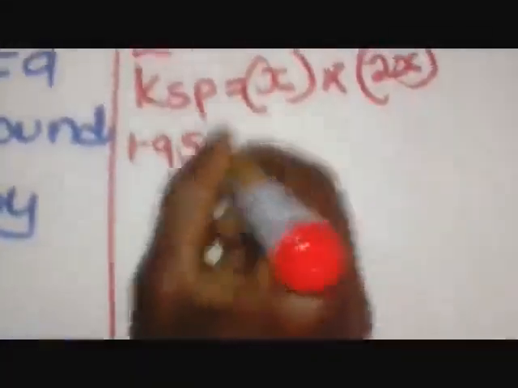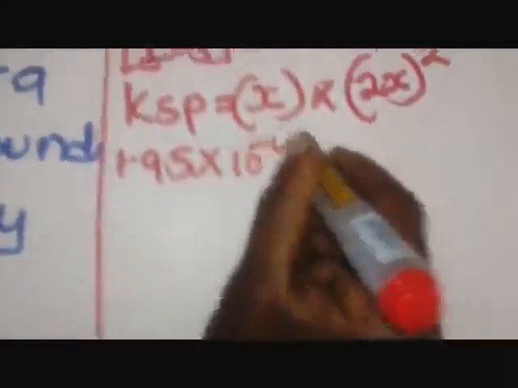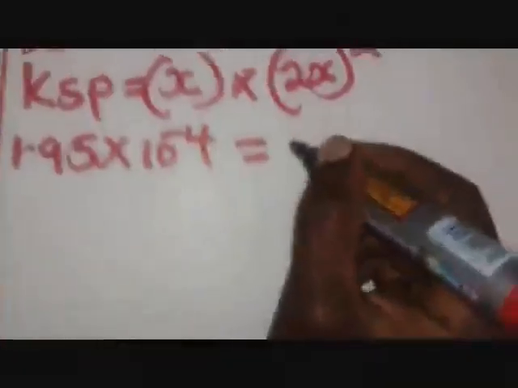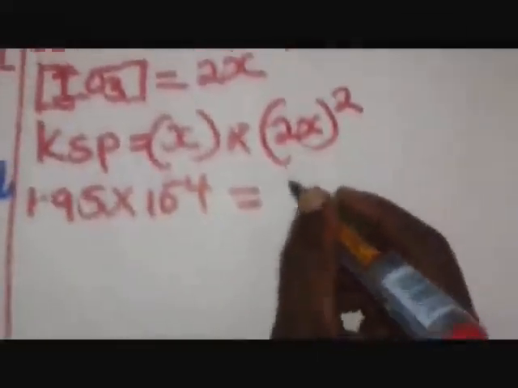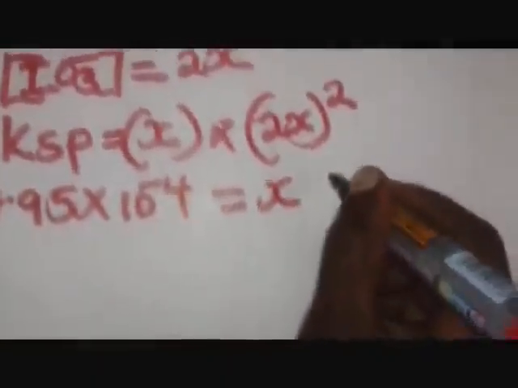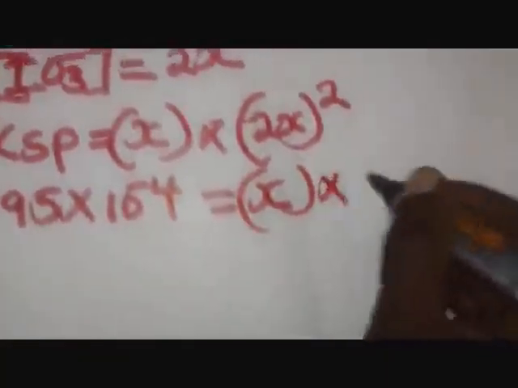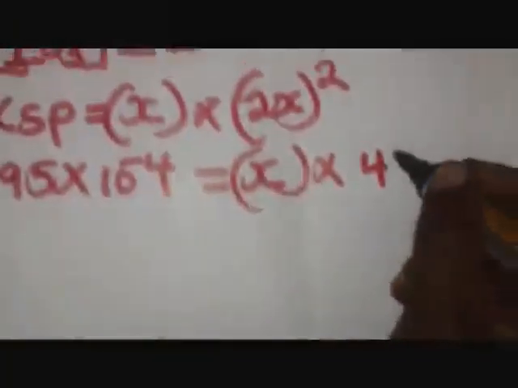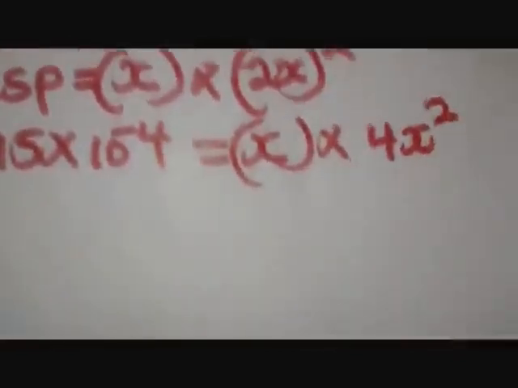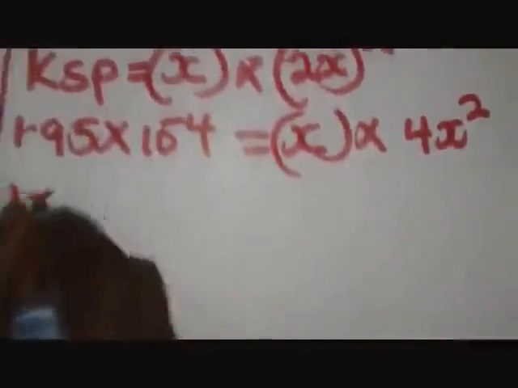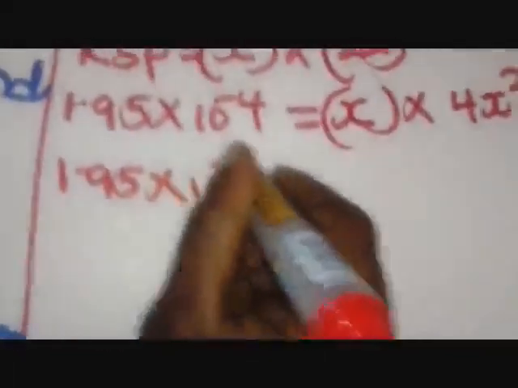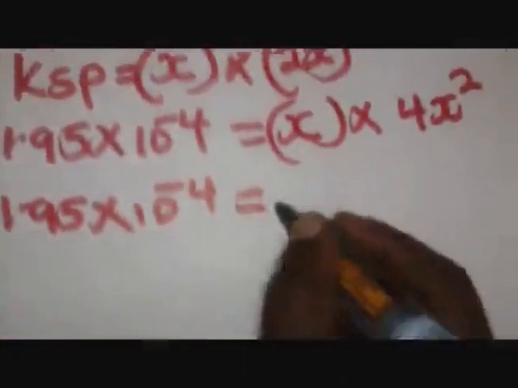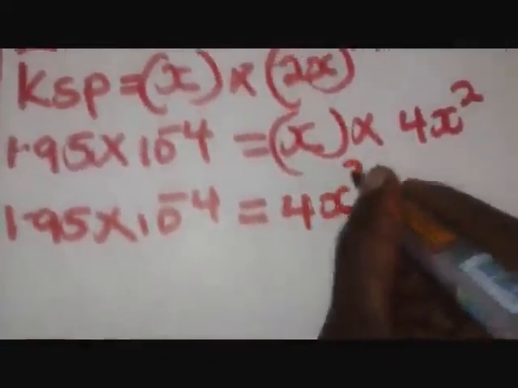And from there we are going to substitute. Remember, we have the Ksp given in the question. So we have 1.95 times 10 power negative 4 is equivalent to X times 2X squared. So we have X times 4, that is 2 squared, 4X squared. Now this implies that 1.95 times 10 power negative 4 is equivalent to 4X cubed.